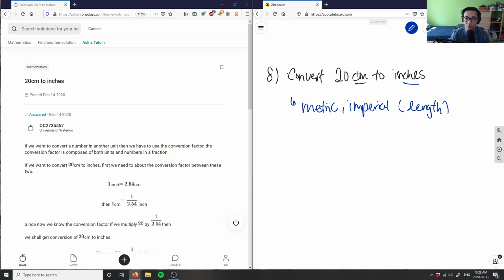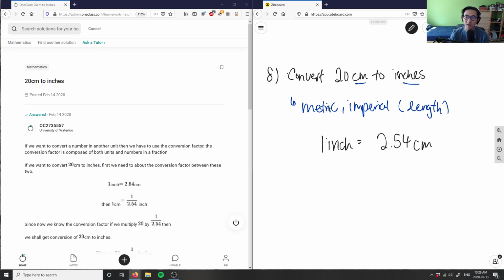If I were to convert between two different systems, I need to know a conversion factor between those two. As you can see from the solution, 1 inch equals 2.54 centimeters. This is relatively well known. If you don't know this conversion factor, it's probably going to be given to you on a test. I don't expect a lot of teachers to ask you to memorize conversion factors because they are pretty useless, to be honest. You can always just Google them.